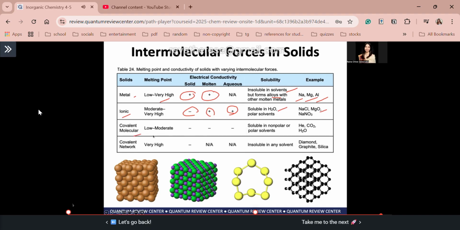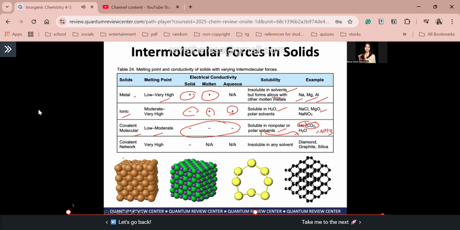Covalent molecular solids have a low to moderate melting point, and they are generally not conductive of electricity in any form. So they are soluble in either nonpolar or polar solvents, depending on the molecule. So for example, nonpolar compounds such as helium and carbon dioxide, okay, it is more soluble in nonpolar solvents. Pero yung mga polar molecules, for example, ammonia, okay, they are more soluble in polar solvents. So water is soluble in polar solvents. Diba? Kasi syempre, water is also a polar solvent. Like dissolves like lang, okay?